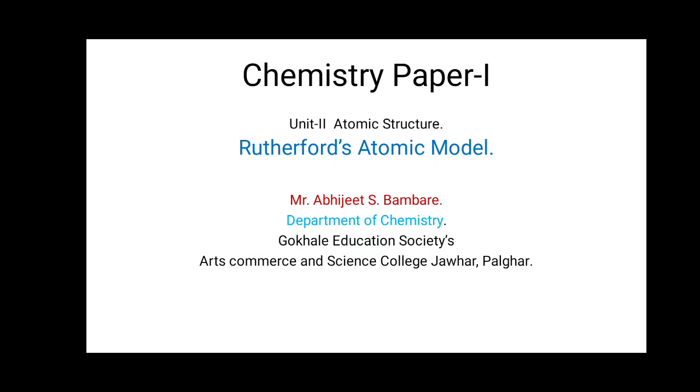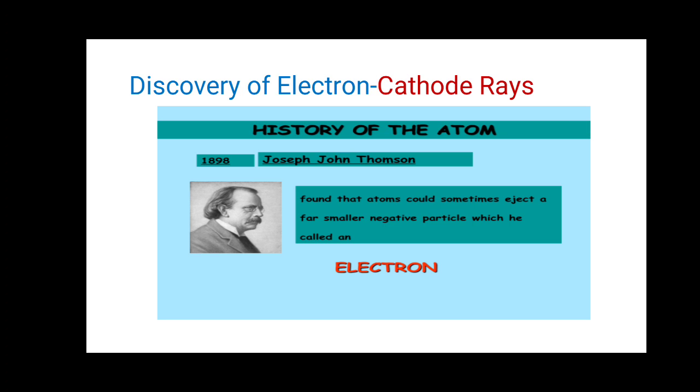In last video, we started with chemistry paper 1 unit 2, that is atomic structure. In that we discussed Dalton's theory and atomic structure in general. Today we are going to discuss the discovery of electron, that is cathode rays, given by Sir J.J. Thomson in 1907, and Rutherford atomic structure. What is Rutherford atomic structure and discovery of electron? Let's move.